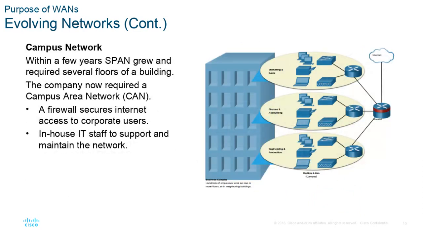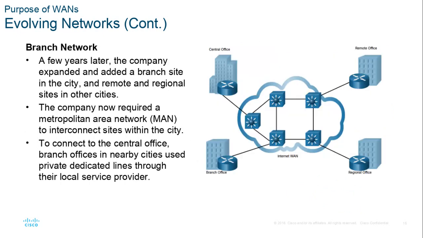Once we grow to a campus-sized network and we move to a big building, we now have a campus area network. We're going to put a firewall in there to make sure people can't come in from the outside world. We have some actual employees that we pay, an in-house IT staff, to run the network. And now we add branch offices. So now we have to lease connections from each branch office to a carrier that gives us connectivity between all the branch offices.